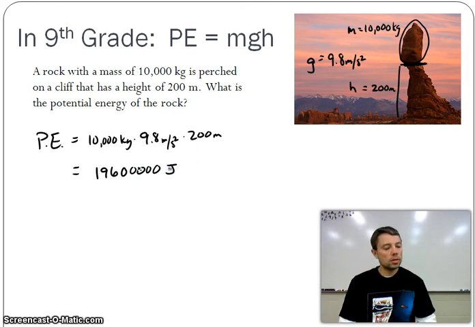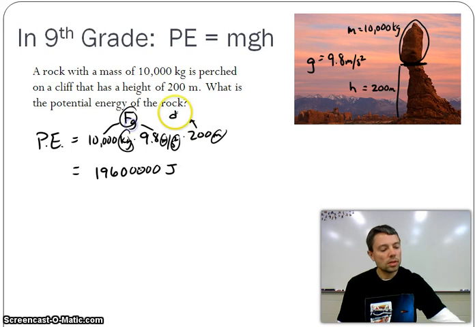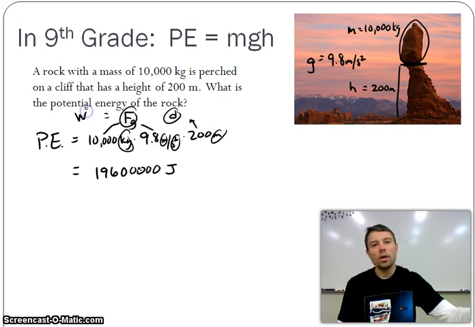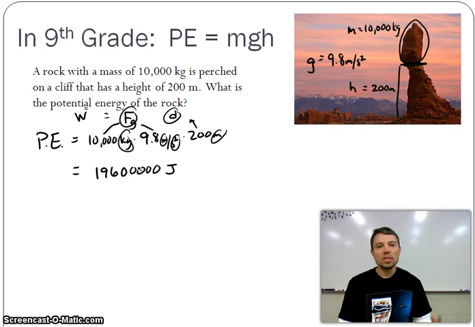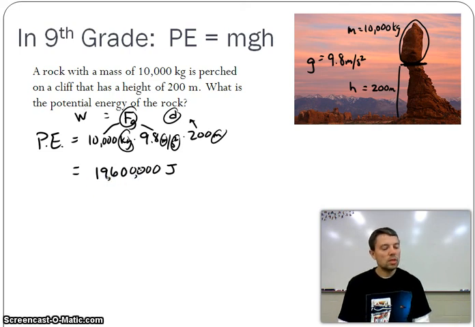And how do I know that this is joules? Well, it's a kilogram, a meter, a per second squared, and a meter. And by the way, this times this was nothing more than our force due to gravity, and this is nothing more than a distance, and a force times a distance is nothing more than work. So potential energy is really just work, but we think of it in the other sense. That's a lot of joules. We're looking at almost 2 million joules.